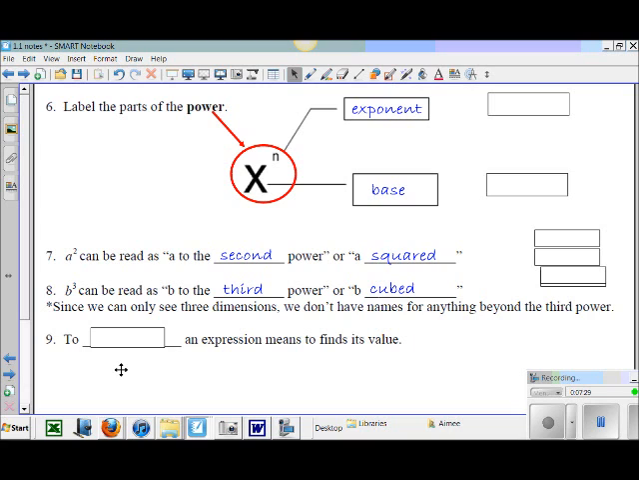And our last vocabulary term for this section, we need to know what it means to evaluate an expression. That means you're going to actually find its value. They're probably going to give you a number to substitute in for a variable, and then you're going to come up with a number answer.